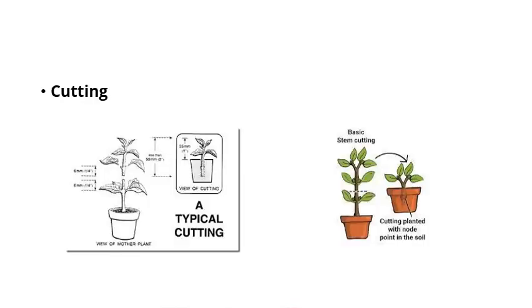Now let us discuss another method of reproduction, called cutting. Okay, this is the most common method. It is mainly employed by gardeners. It is helpful to grow a new plant. By this method, they will cut a portion of the stem and plant it into the soil.